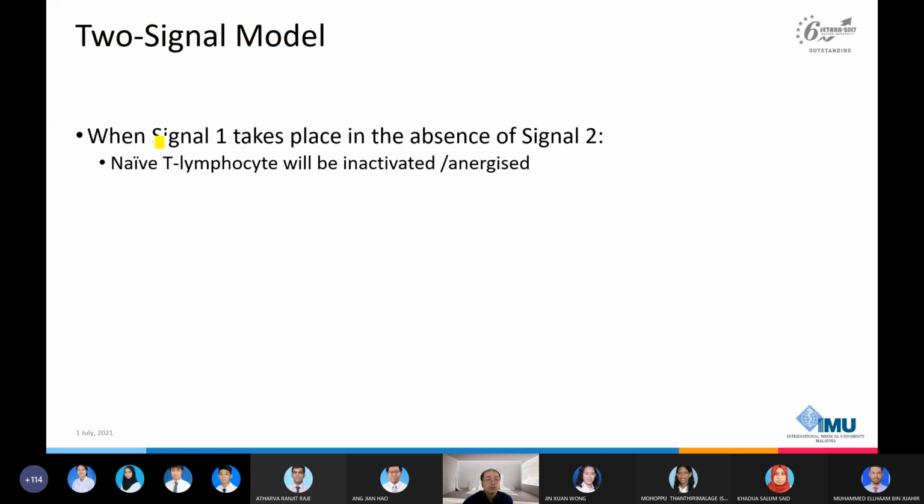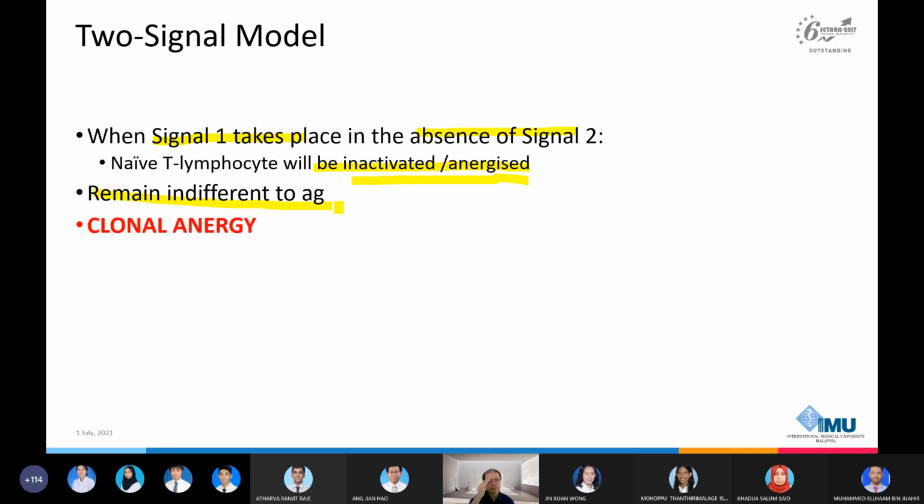So if signal 1 takes place without signal 2, no activation will happen, and the T cell will be inactivated, or anergized. Anergized is the antonym of energy, where energy means power. Anergized is no power, so it remains indifferent to antigen. The term here is clonal anergy. This is the major mechanism in peripheral tolerance.